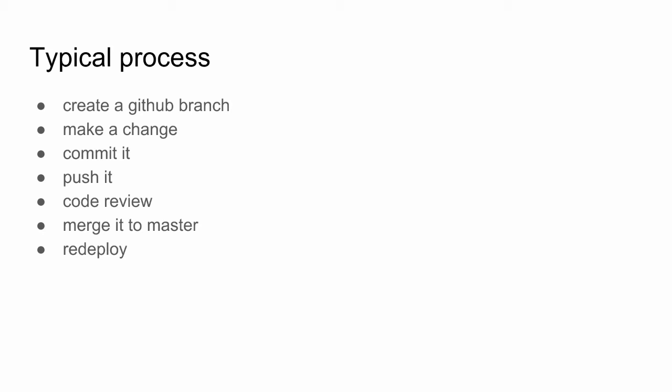But the typical process for when you're working in a company is, hey, you've got your main production code, it's running, and you want to change something, so you create a branch on GitHub, you make the change, you commit it, you push it, you then ask for a code review from somebody senior in the company who looks at it, says it's good, then it gets merged to master, and then you redeploy.